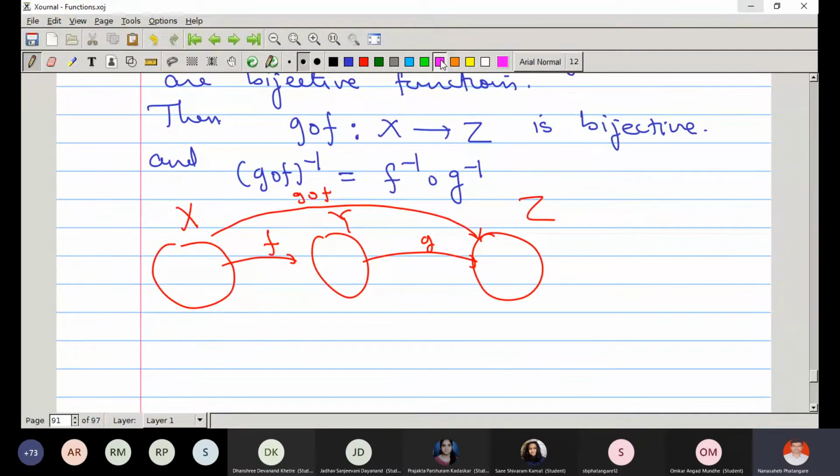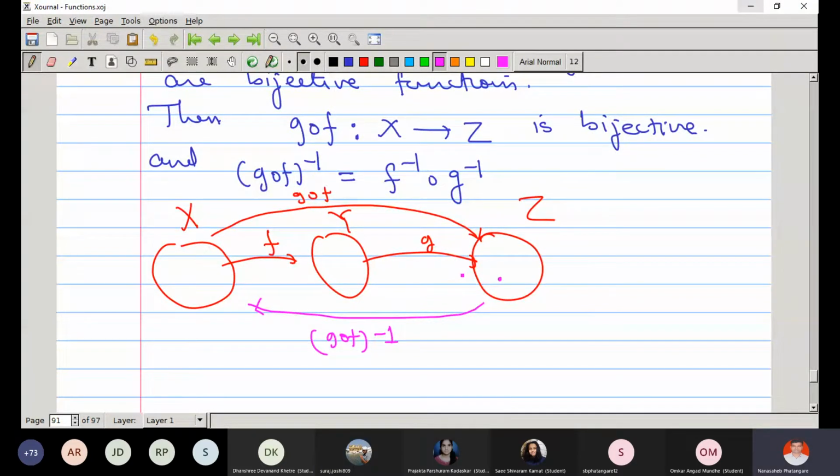Now I am interested in the reverse way. I am interested in what? (g composite f) inverse, right? Because (g composite f) inverse is from Z to X. Naturally, from this figure, what should it be? What is the way from Z to X? What is the reverse way for g composite f? Naturally, what should happen? First from Z to Y, then Y to X. Right, this is the natural way.